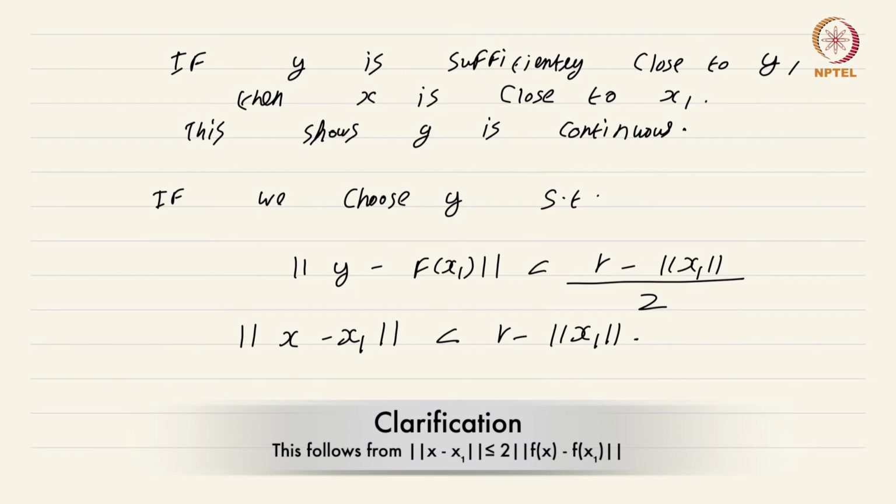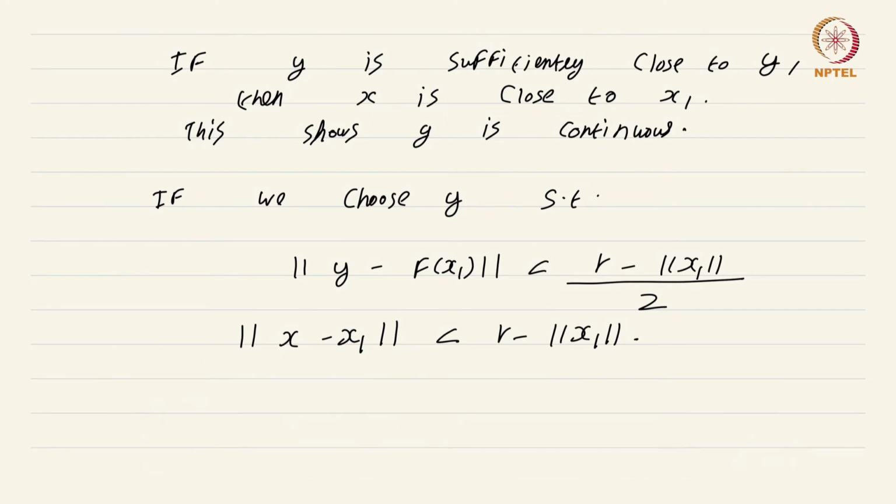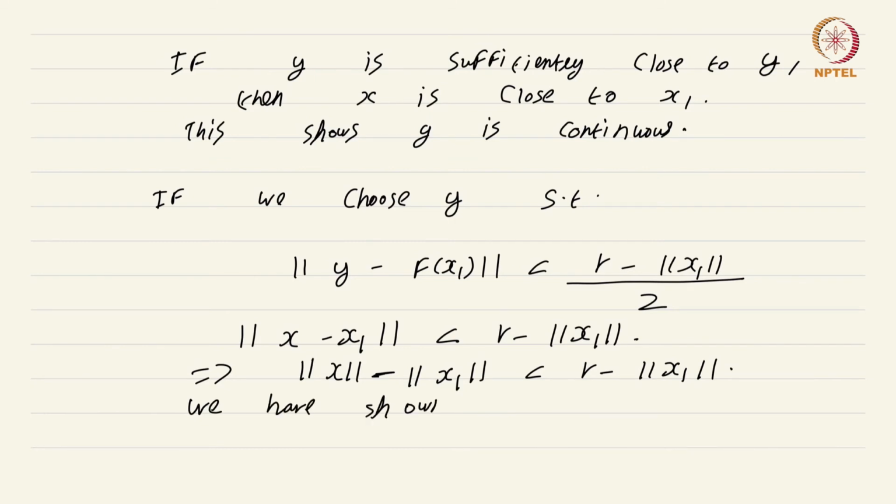Okay, so if you choose y such that norm y minus f(x1) is less than (r minus norm x1) by 2, then norm x minus x1 will be less than r minus norm x1, which just means that norm x minus norm x1 is less than r minus norm x1, where we have just applied this reverse triangle inequality. So what this shows is that norm x is therefore less than r, just cancelling off the norm x1 once. We have shown that norm x is less than r.